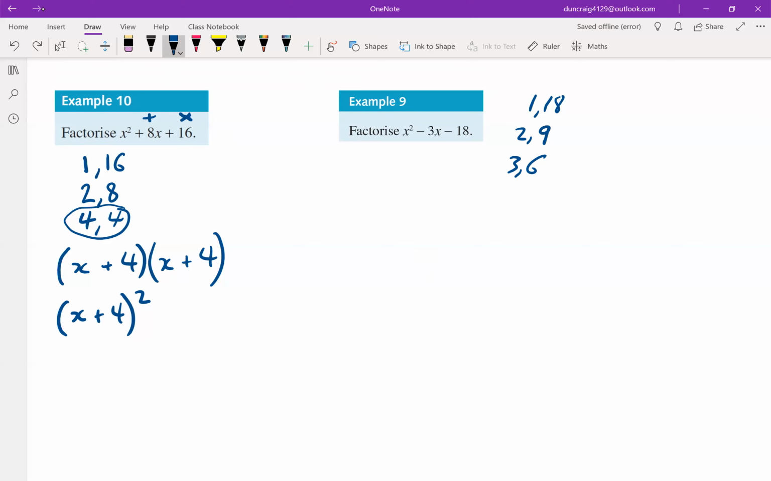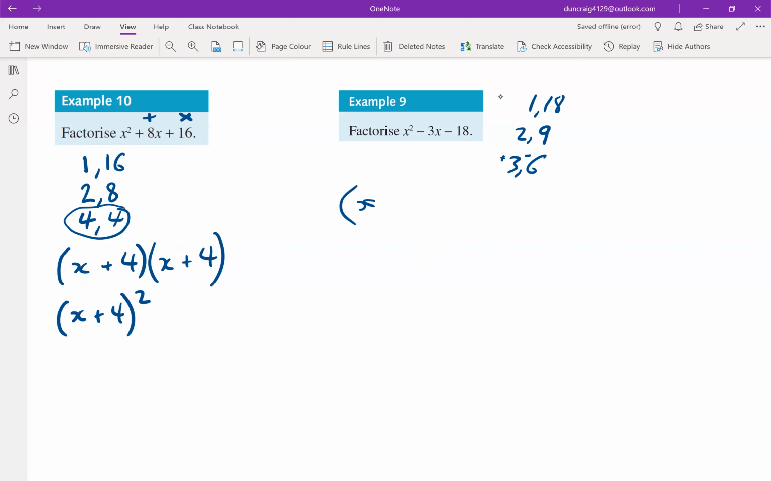In fact, if I did a 3 take 6, that gives me a negative 3. So I'm going to make a positive 3 take 6. So then I just write out my answer: x plus 3, x take 6, and that's it there.